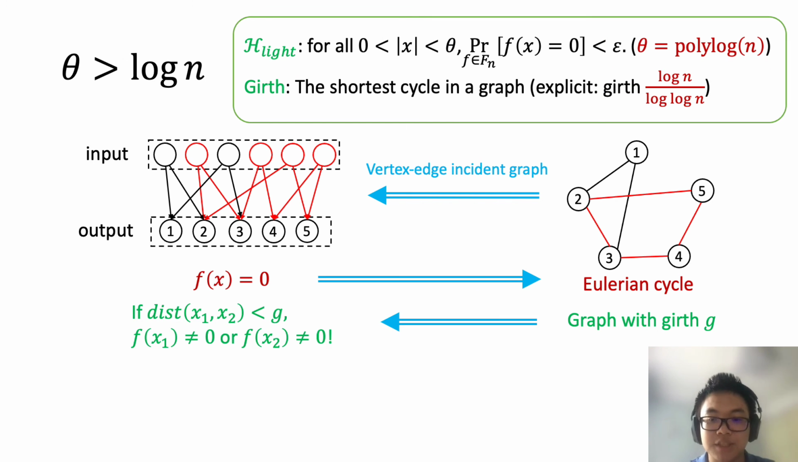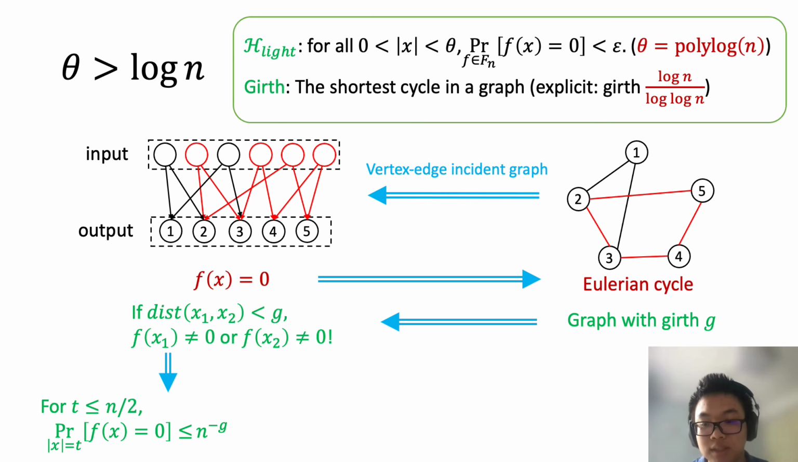The next observation is, for inputs of weight greater than g, we still get some structure. If the Hamming distance of two inputs x1 and x2 is smaller than g, then their f values cannot both be 0. Otherwise, the symmetric difference gives a shorter cycle. So we get an average-case upper bound on the number of x making f(x) 0. Say for any t not too large, if we randomly choose an x from those of Hamming weight t, the probability of f(x) being 0 is very small.